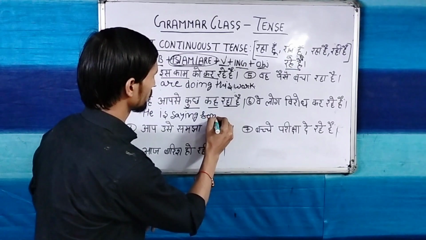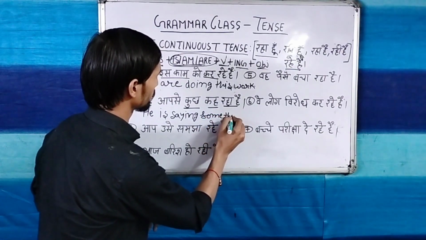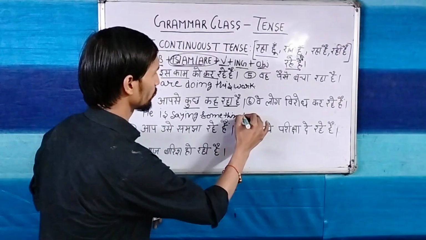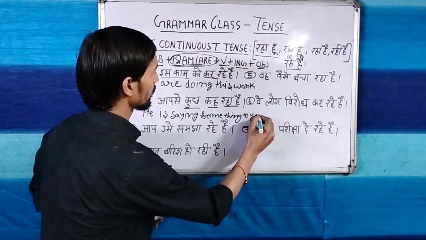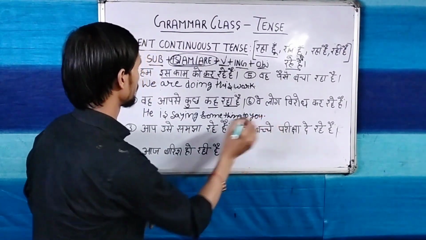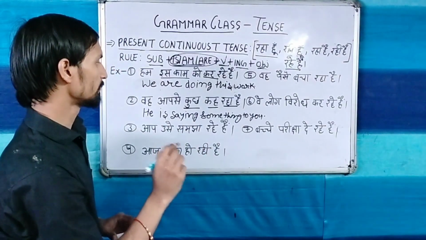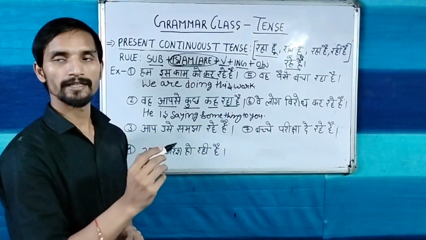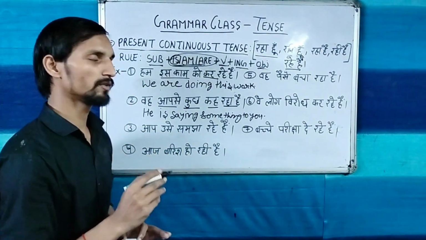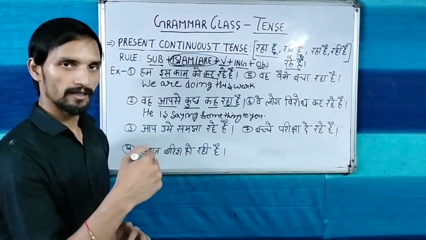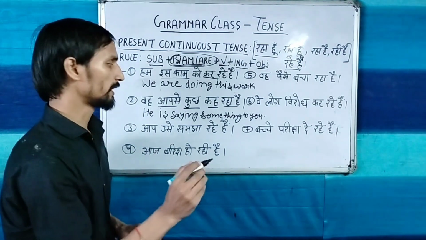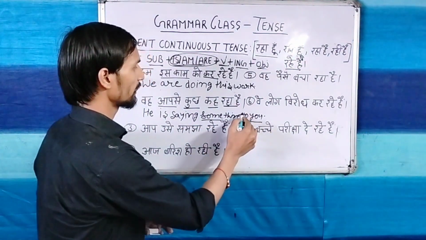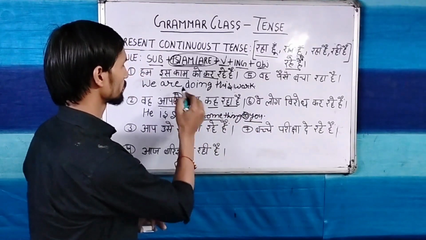He is saying something, आपसे, to you. Now this sentence is complete. He is saying something to you. So you have to know whenever in this sentence two object has been given, so we can take any object first and after it second object. So this is also object, this is also object, and two word is coming for say word.